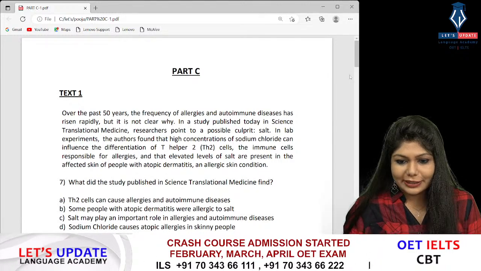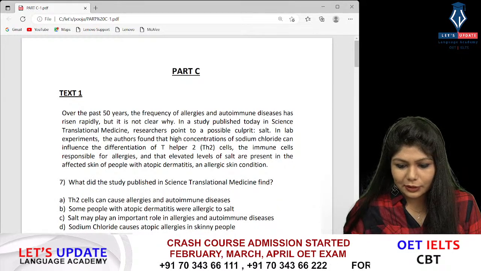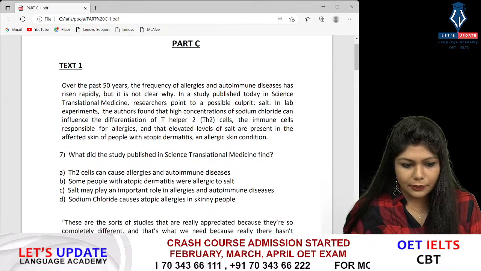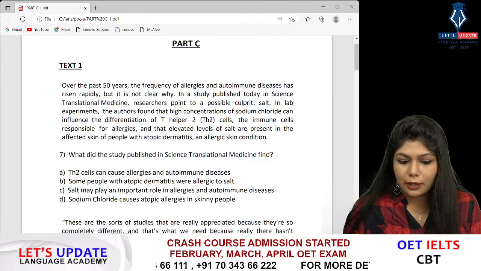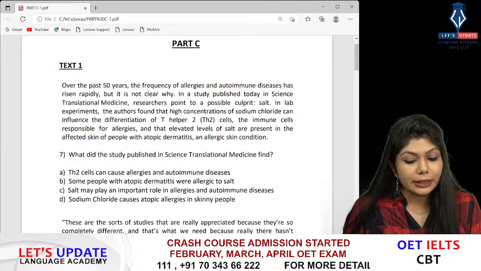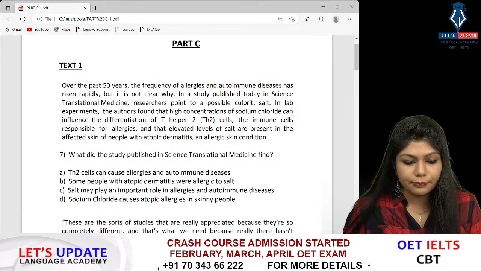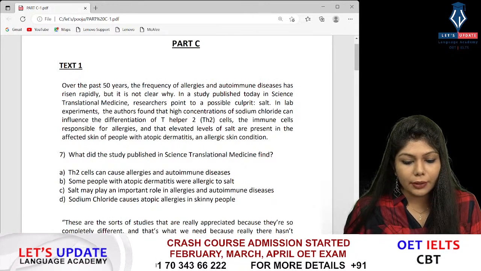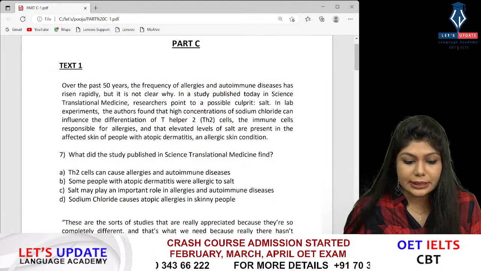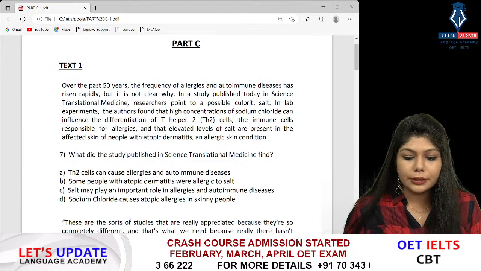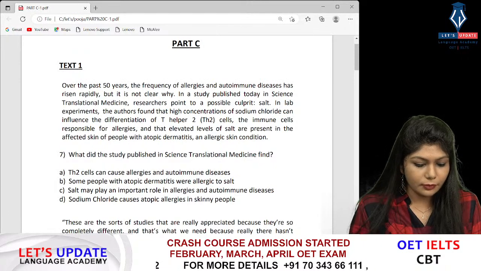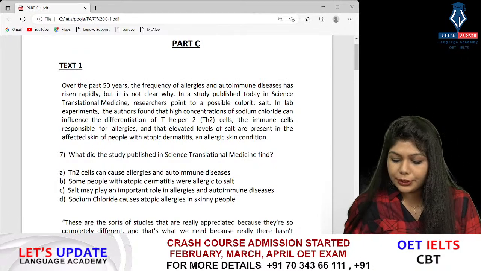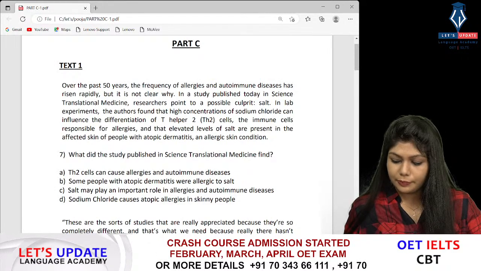So what do you think the answer is now? Is it A, Th2 cells can cause allergies and autoimmune diseases? B, some people with atopic dermatitis were allergic to salt? C, salt may play an important role in allergies and autoimmune diseases? And D, sodium chloride causes atopic allergies in skinny people. Please feel free to put in your answers in the comment section.